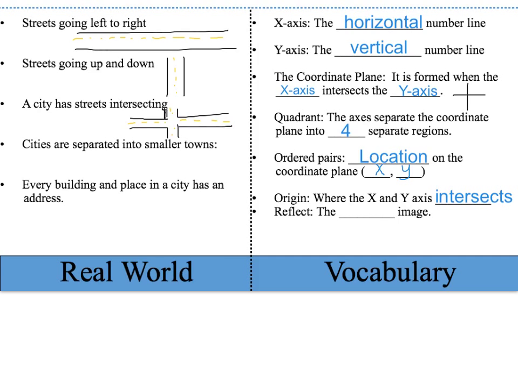Origin is where the x and the y-axis intersect. The ordered pair for the origin is 0, comma, 0. Finally, the last vocabulary word is to reflect, and reflect is the mirror image.